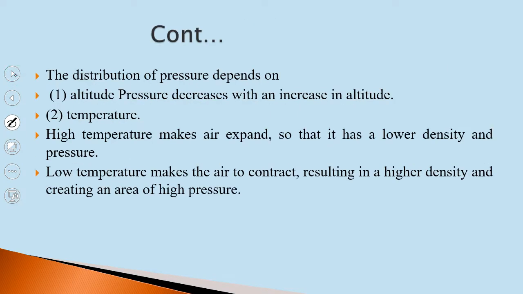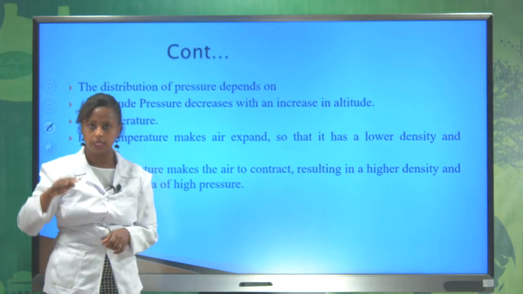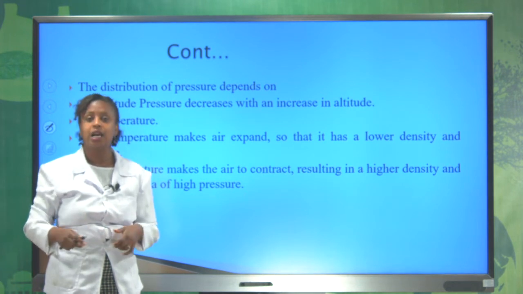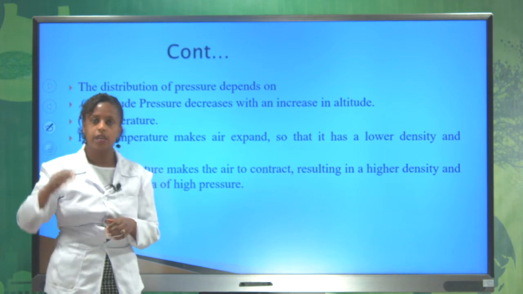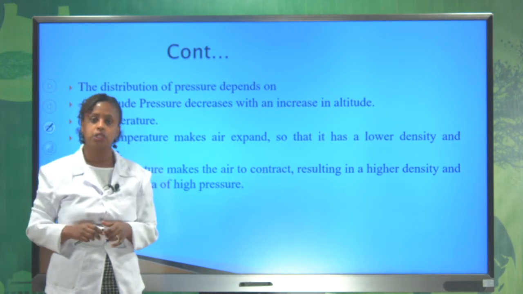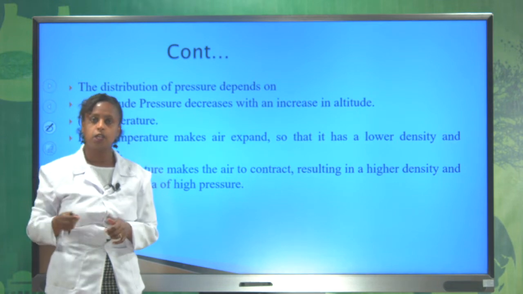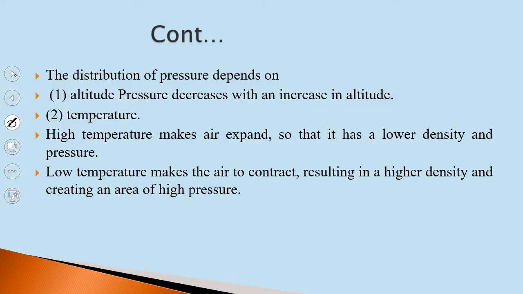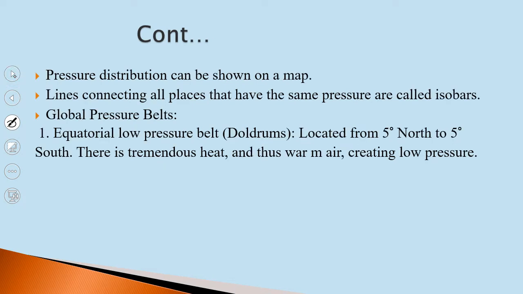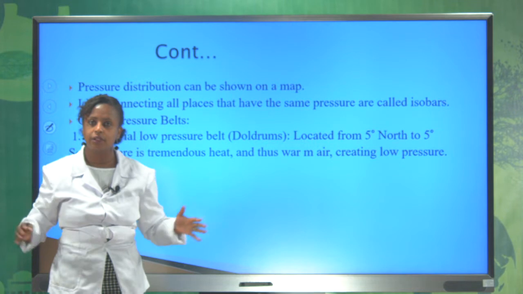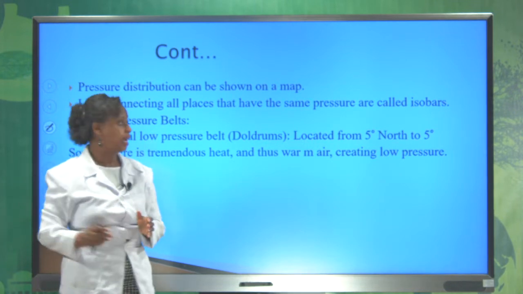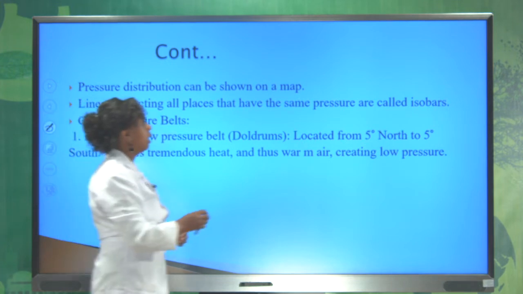The distribution of pressure depends on altitude and temperature. When altitude increases, pressure decreases. Similarly, when the temperature is high, the air expands, then the density and the pressure decrease. But when the temperature is low, the air contracts, then the density and the pressure become high. Pressure distribution can be shown on a map. There are lines on the map which connect all places having the same pressure. These lines are known as isobar lines.